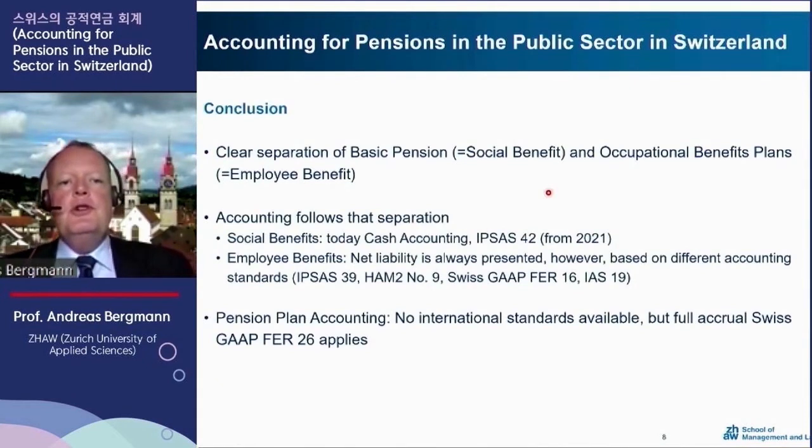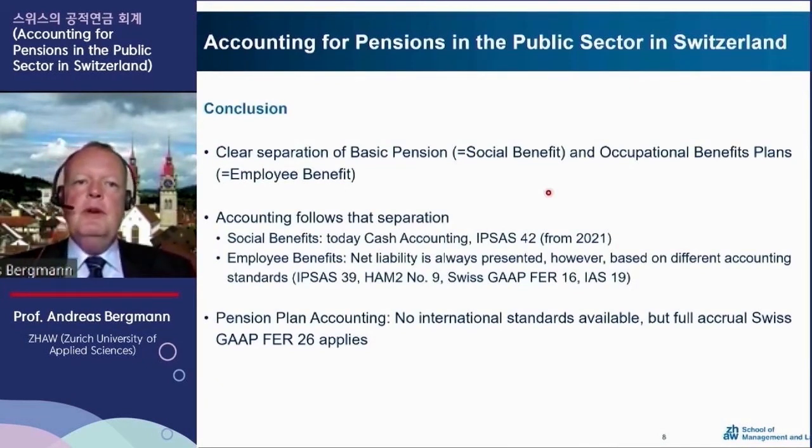In conclusion, we have a very clear separation in Switzerland between the basic pension, which is a social benefit, and the occupational benefit plans, which are employee benefits. So we have a very clear separation between Pillar 1, which is social benefits, and Pillar 2, which are employee benefits. This really helps in accounting because the standards also follow this same separation.